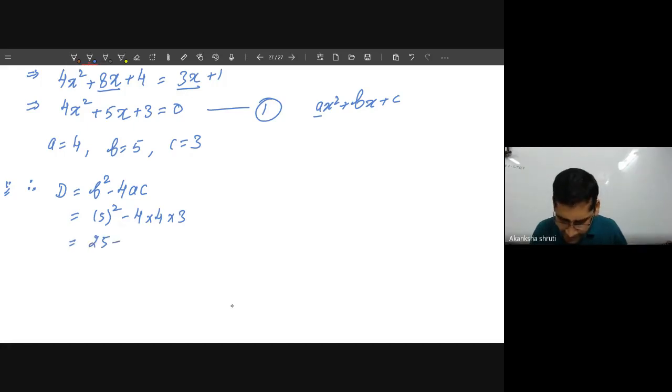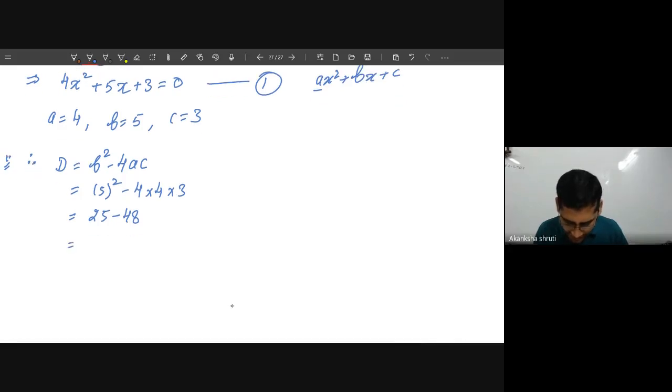25 minus, how much is this? 4 4s are 16, 3 16s are 48. So it is 48. Student, what are we getting? We are getting 23 with a negative sign. So very interesting.